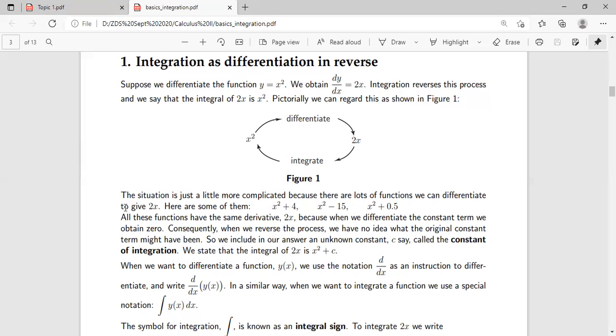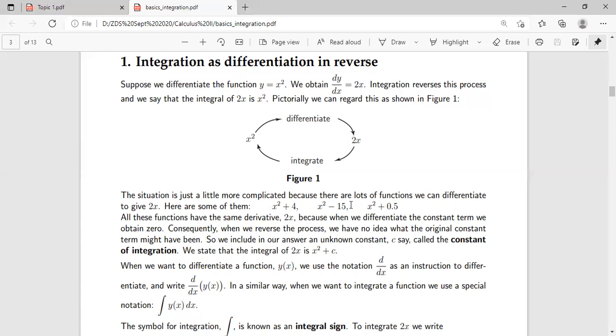I'm coming to that. The situation is just a little more complicated because there are a lot of functions that you can differentiate to give 2x. Here are some of the functions: x squared plus 4, x squared minus 15, x squared plus 0.5. If you differentiate all these functions, you're going to get 2x, right? So all these functions will have the same derivative of 2x, because when we differentiate the constant, we obtain a 0.